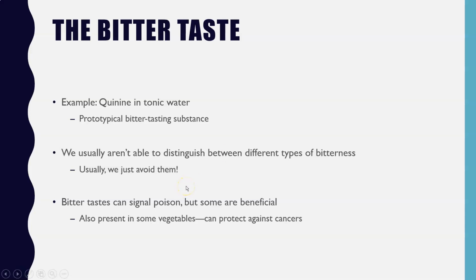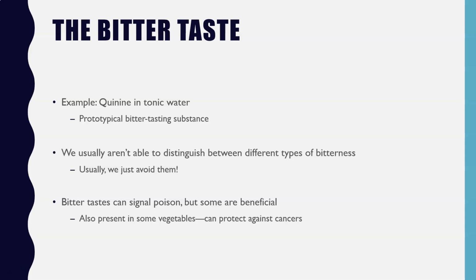Generally, with bitterness, you and I can detect different types of sour tastes. You and I can detect different types of sweet tastes, but we can't actually do a very good job of distinguishing between different types of bitterness. The general rule for most of us is that if it's too bitter, we're not going to try it. And part of the reason for this is that bitter taste is often a signal for poison. Oftentimes poisons have a very bitter taste.